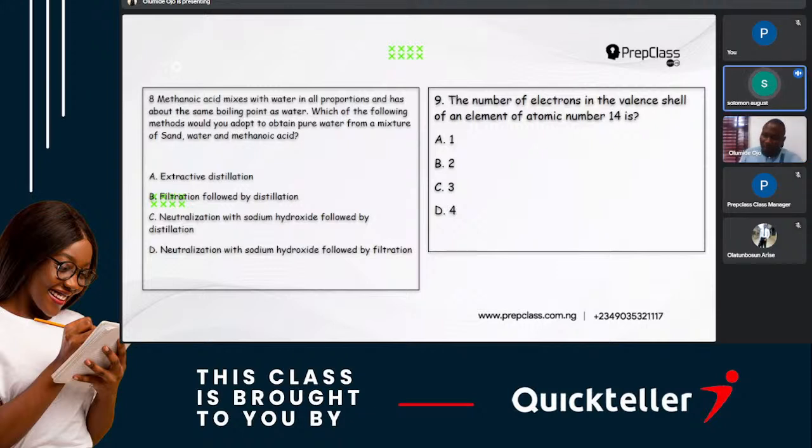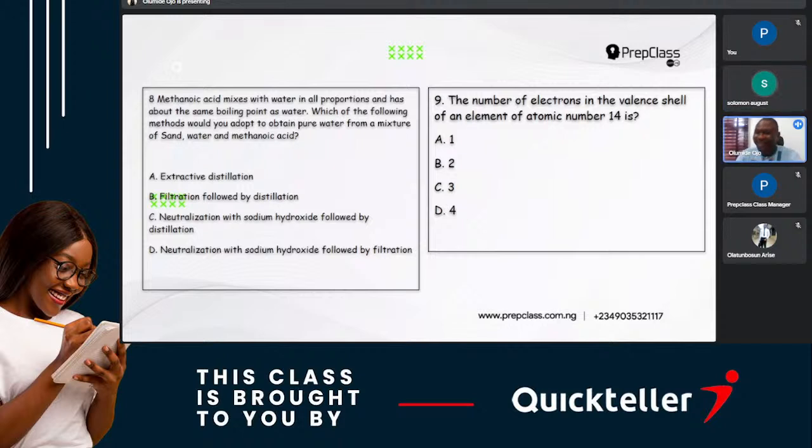Yes, sir. But I was thinking that since we have methanoic acid, HCOOH, and then sodium hydroxide, by the time we neutralize those two, the methanoic acid is neutralized from the solution, and then we can filter the sand out for option D. You still have the salt and water.